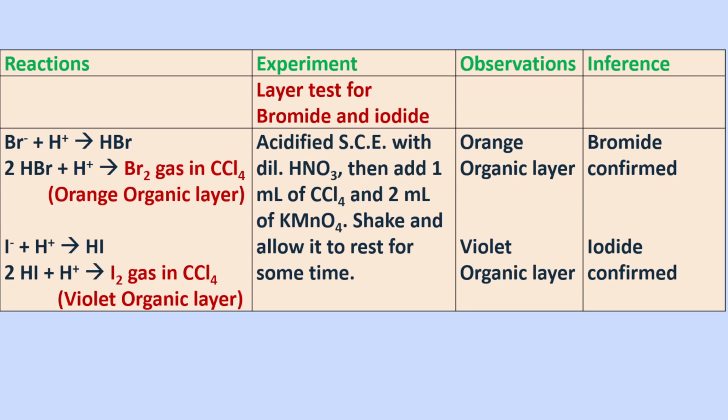Layer test for bromide and iodide. Acidify the solution of sodium carbonate extract with dilute nitric acid. Add 1 ml of carbon tetrachloride or chloroform, whichever is available, and 2 ml of potassium permanganate solution. Shake the mixture and allow it to rest for some time. An orange organic layer confirms the presence of bromide ions, and a violet organic layer confirms the presence of iodide ion. CCl4 is used to solubilize the halogen gases.